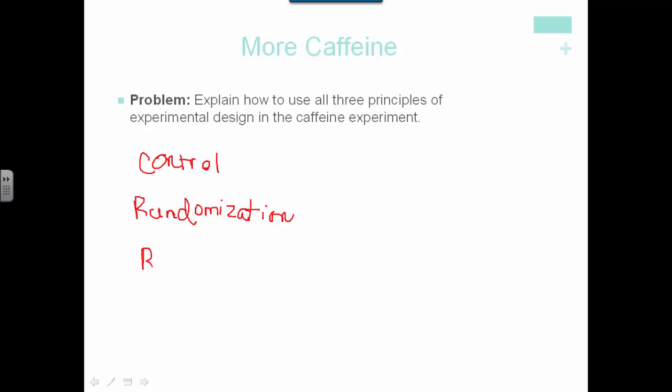Our third item we'll look at is replication. We want to use as many subjects as possible to help make the treatment groups as equivalent as possible. This will give us a better chance to see the effects of caffeine if there are any.